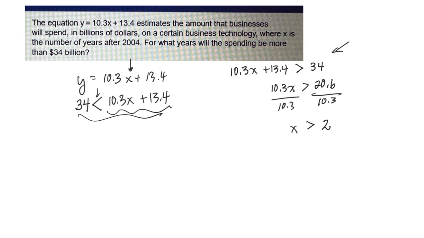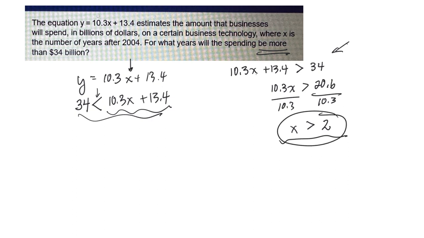So for what years will the spending be more than 34 billion? Everything after year 2. Now, I don't know if they need you to graph that, but they're saying x has to be bigger than 2. I guess it could be equal to, but they want to know when it's more than 34 billion. So it'll be exactly 34 billion at 2 years, but they want to know when it will be more than that. So it'll be anything after 2 years.